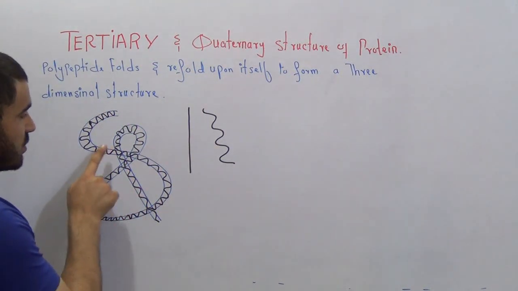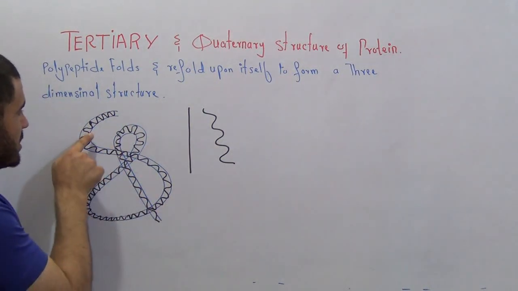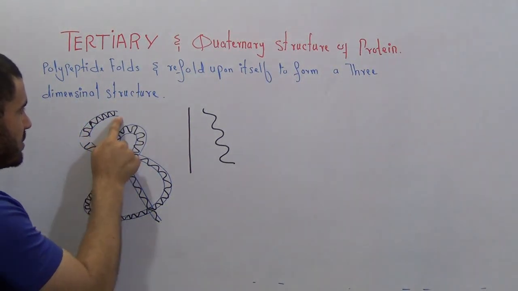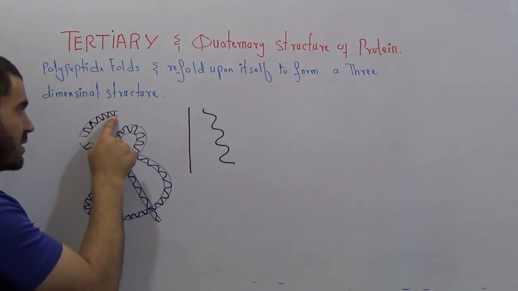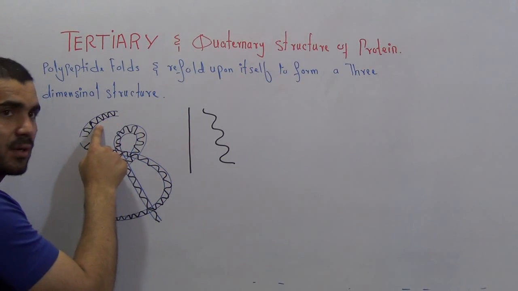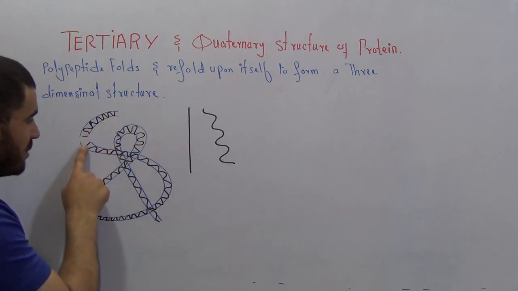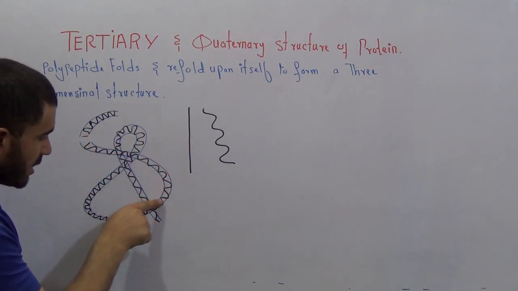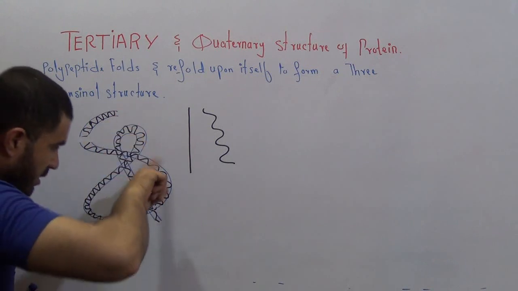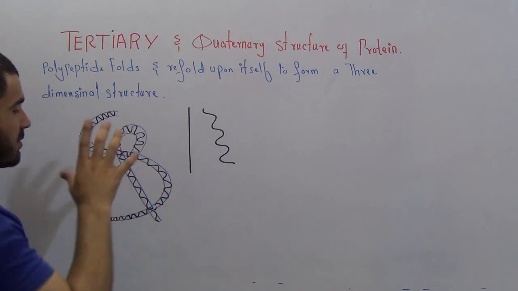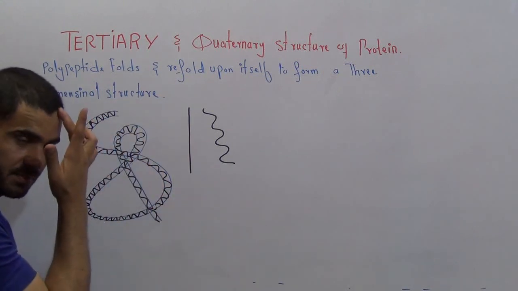Look, when it was not refolded, if you see it only up to this place, that is only secondary structure. But when that structure folds and refolds upon itself, then we call it tertiary structure. Okay, fine.